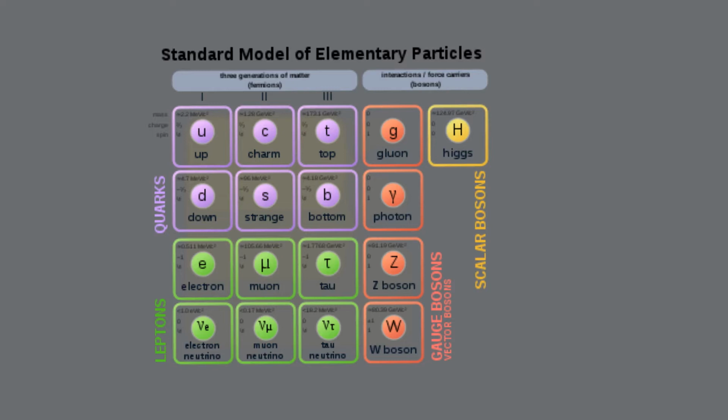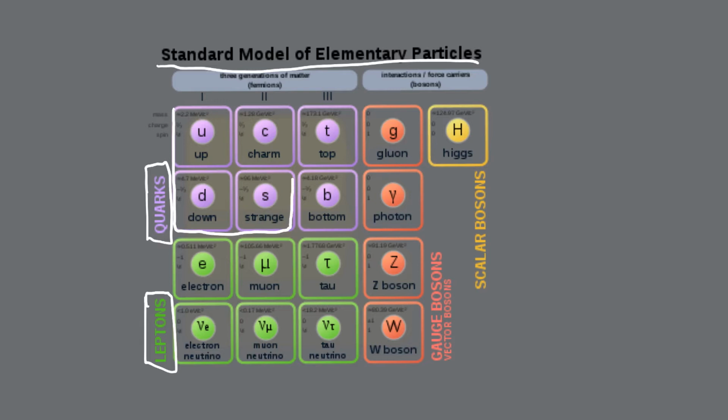So here we have the physicist's version of the periodic table, also called the Standard Model of Particle Physics. We have two different classifications of objects. We have things called quarks, and we have things called leptons. And these are both different kinds of particles that we use to build up the things you see in the periodic table.